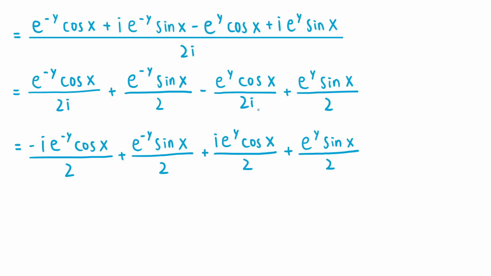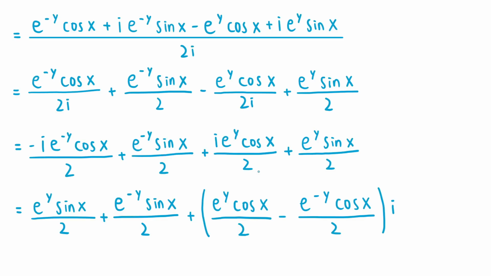Dividing by i is the same as multiplying by negative i, so the first term becomes negative i e to the negative y cosine x over 2, and the third term becomes i e to the y cosine of x over 2. The second and fourth terms stay the same. If we separate the expression into the real and imaginary parts, we end up with e to the y sine x over 2 plus e to the negative y sine x over 2 plus parentheses e to the y cosine of x over 2 minus e to the negative y cosine of x over 2 times i.